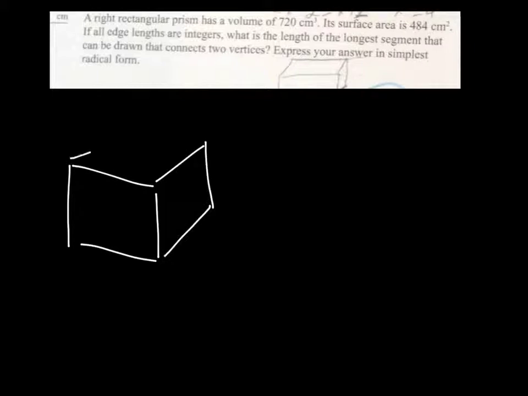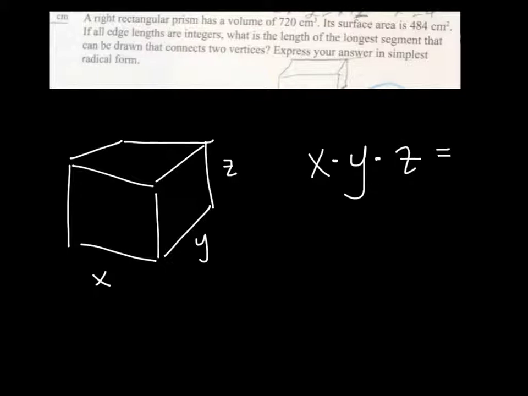So we're told that a right rectangular prism has a volume of 720. So if I'm going to draw said rectangular prism and give all of its side lengths names, x, y, and z, they're telling us that x times y times z equals 720. They're telling us that the edge lengths are integers.